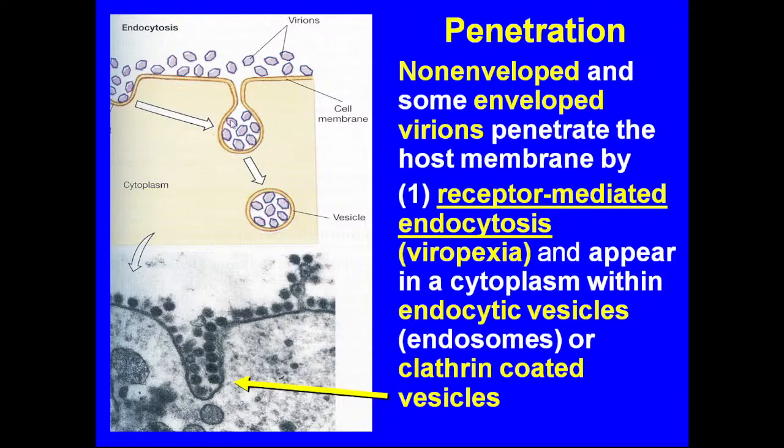This also may be performed in different ways. Sometimes the whole virion will be incorporated or engulfed into the cell. Usually non-enveloped or some enveloped viruses enter this way, penetrating the host membrane by so-called receptor-mediated endocytosis or viropexia. And then they appear in the cytoplasm inside the endocytic vesicles that are called endosomes. This is the picture, and this is an electron microphotograph of the process of endosome development.